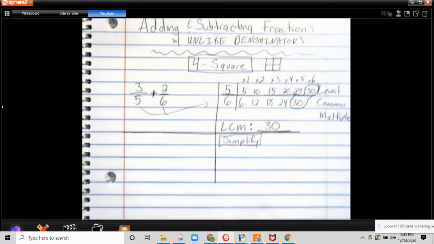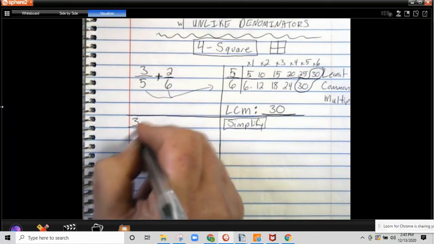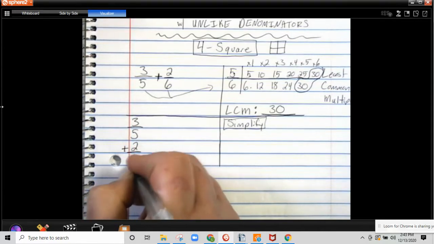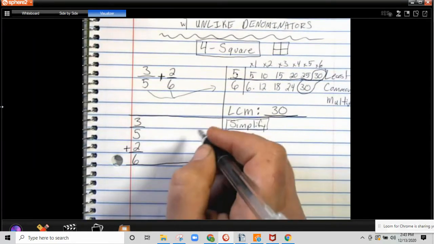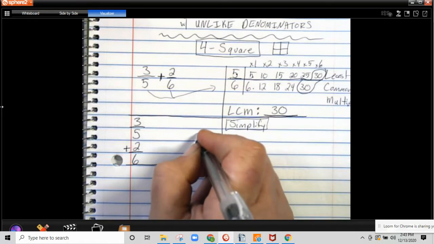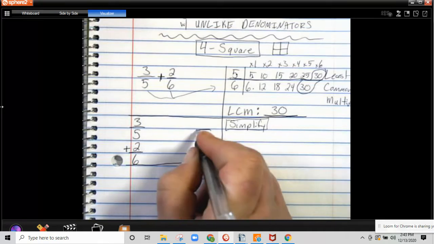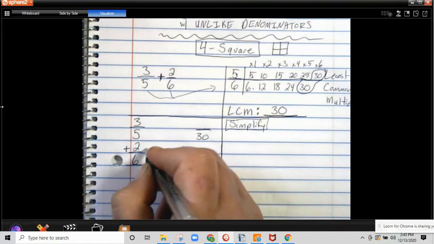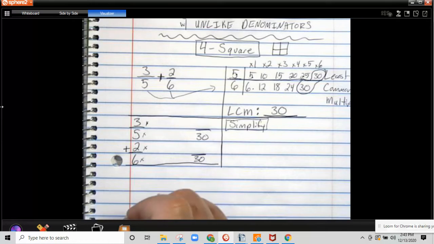And I got 30. So now with that information, I'm going to come to box number 3. I'm going to rewrite my problem. 3/5 plus 2/6. Okay, my straight lines are never straight. My LCM I'm going to bring over here, and that's going to become my new denominator, since I know that is what both of these numbers have in common. Well, now I'm going to multiply the top and the bottom numbers by something in both fractions.